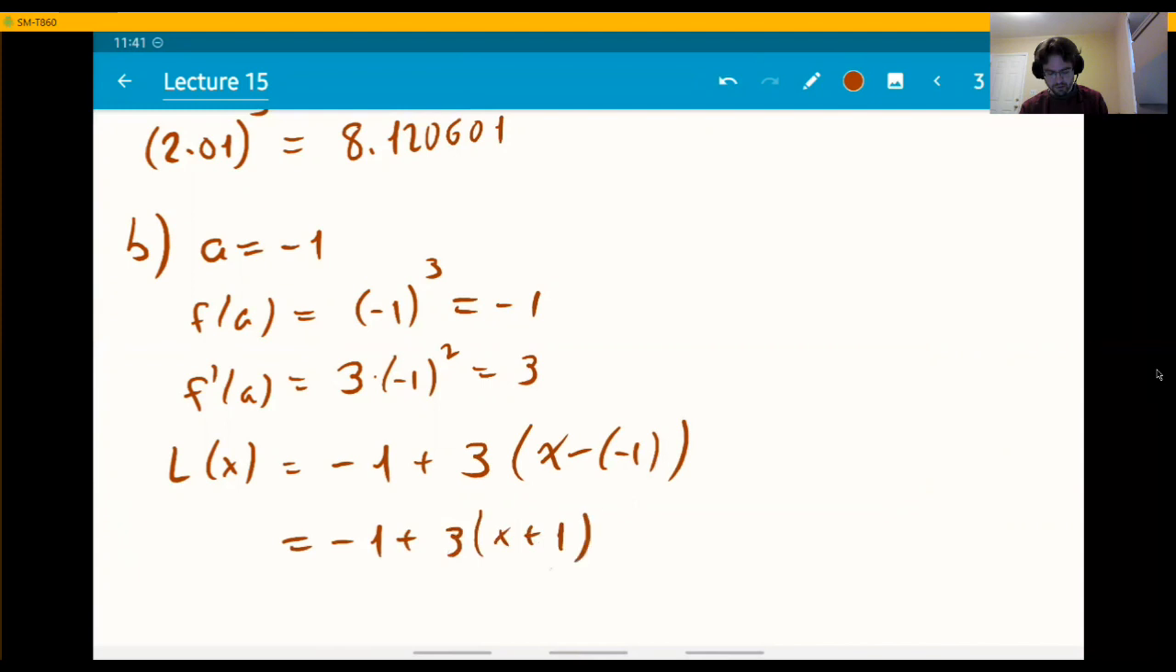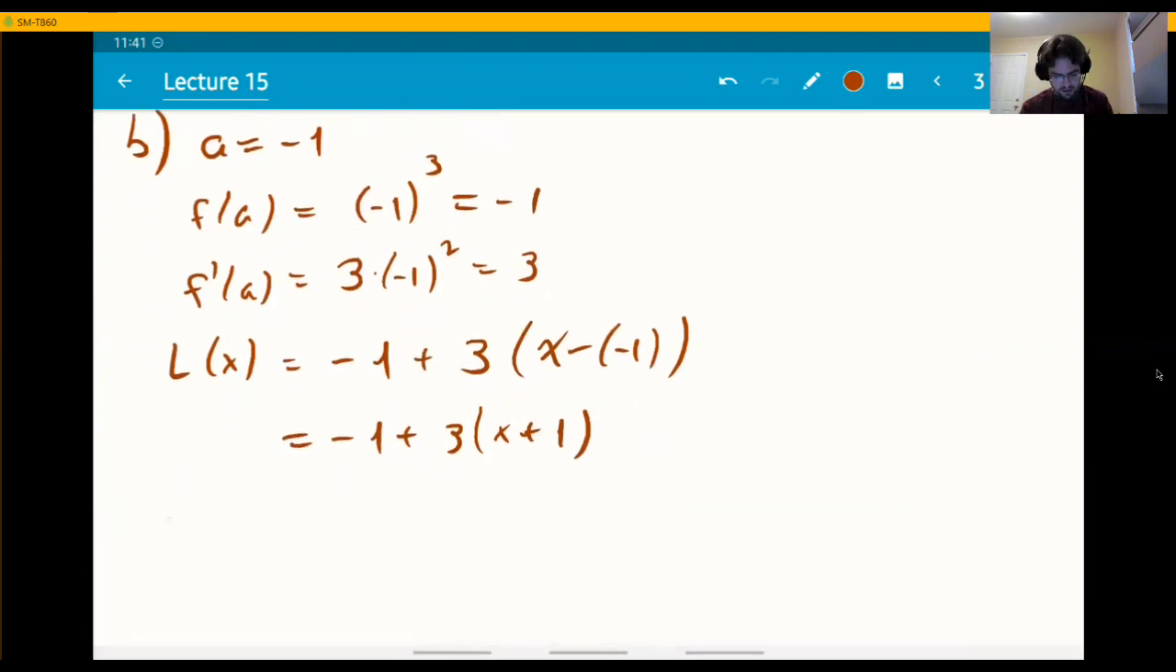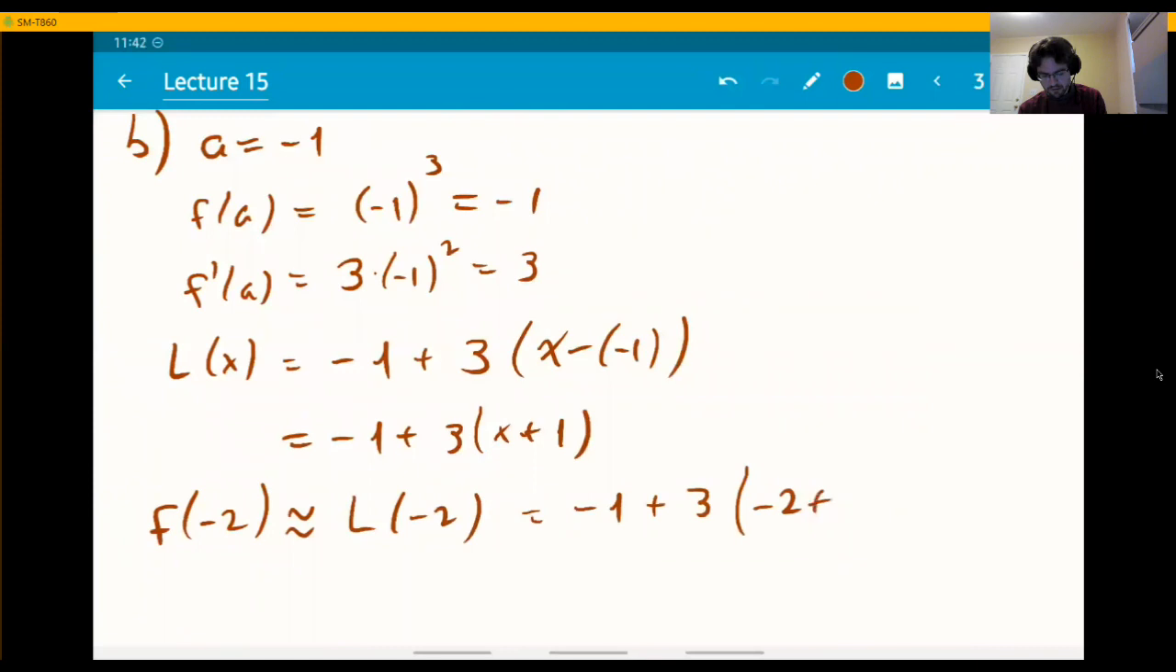So I'm just going to replace this -1 with +1. That's L of x. Then if you want to use this L function based at the number -1 in order to compute -2 cubed, which is f of -2, then according to this formula, you would get this number. I'm plugging in -2 into the formula for L of x up here.